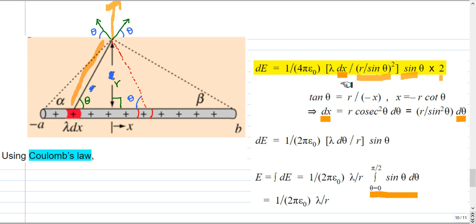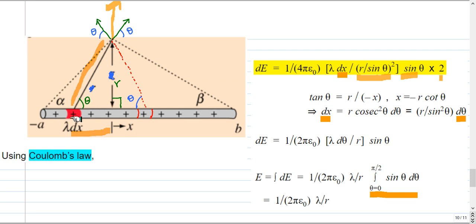Here the variable of integration is dx, x. We can do a change of variable to theta so that the evaluation of the integration becomes simple. To do that, we have to relate theta and x. That can be done using this triangle. In this triangle, this is the coordinate system. The origin of the x-axis, x equal to 0, is here, and the coordinate of this point is x, on the negative side. The coordinate of this element is x, which is negative. So to get this distance, we have to do minus x.